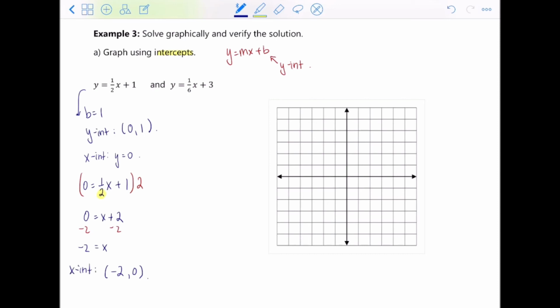All right, let's first plot these two intercepts. So we know x and y here. The y-intercept happens at (0, 1) right here, and the x-intercept happens at (-2, 0), so right here. Let's connect these two points. Make sure your line is a bit longer. It does look stretched this way, but we do need to see the intersection, so it has to be long enough.